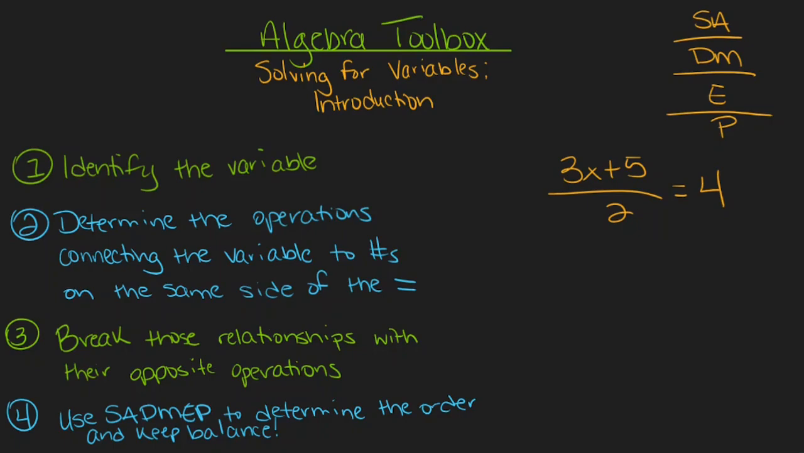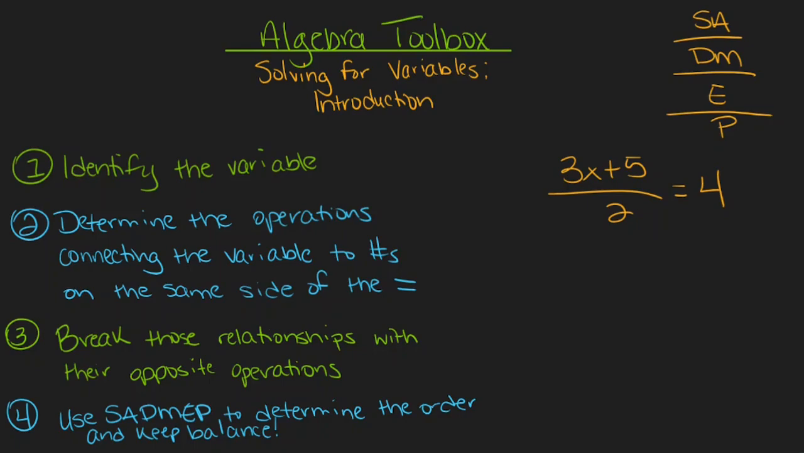To know how to do that, the first step we have to take is figuring out all the relationships or operations that we see connecting numbers to the variable. And we only have to worry about the numbers that are on the same side of the equal sign as the variable. Once we know what those relationships are, we can break them by using the opposite operation. What I mean by that is, if you see an addition relationship, you can break it with subtraction. If you see a subtraction relationship, you can break it with addition. If you see a multiplication relationship, you can break it with division. And if you see a division relationship, you can break it with multiplication.